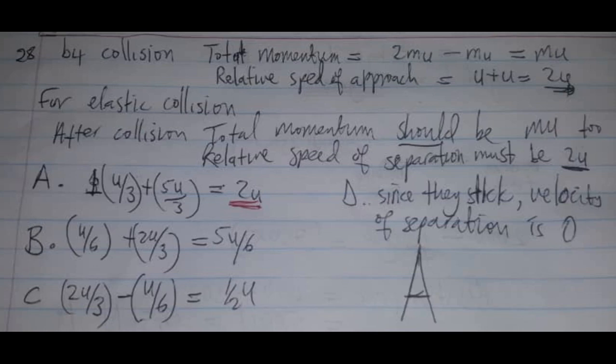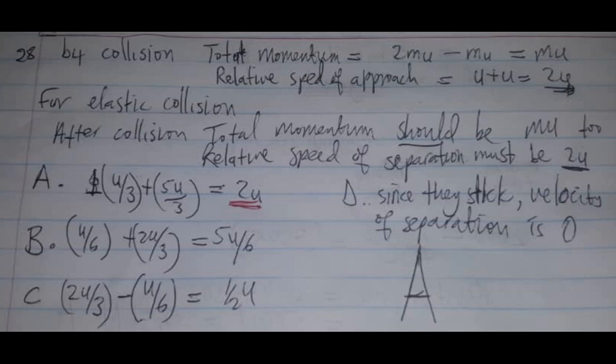So before collision, total momentum is 2mu minus mu, which is mu. And then relative speed of approach, remember we said u1 minus u2 should give u minus minus u, that gives you 2u. And then after collision, you should get mu again. Then the relative speed of separation must also be 2u if it's an elastic collision. So I did a trial and error there to find out the relative speed of separation in each case.